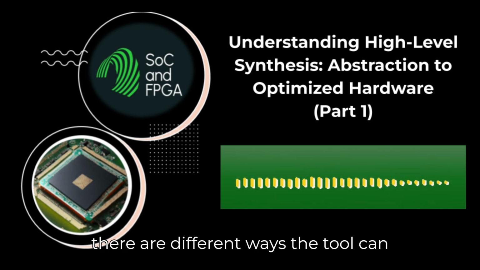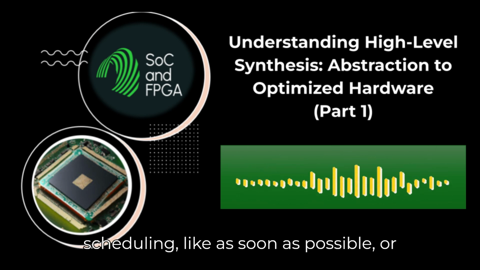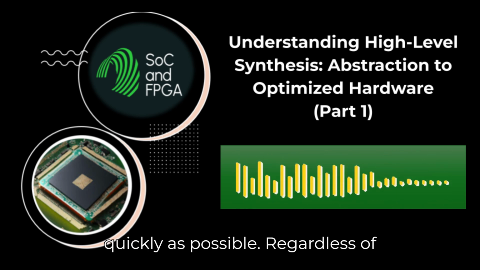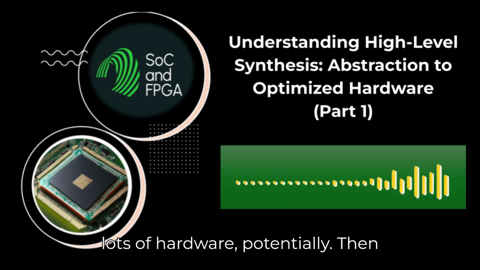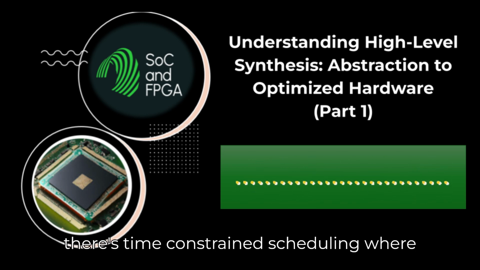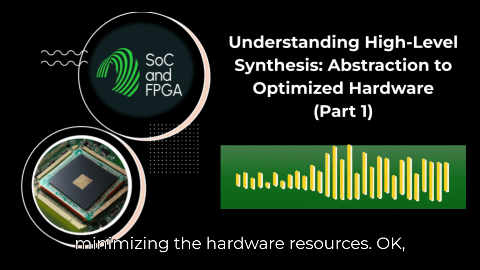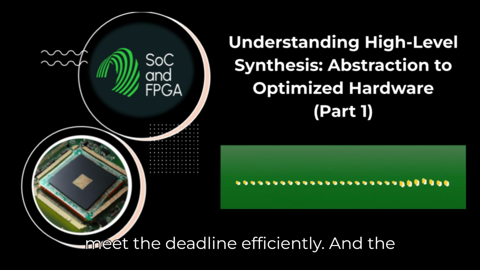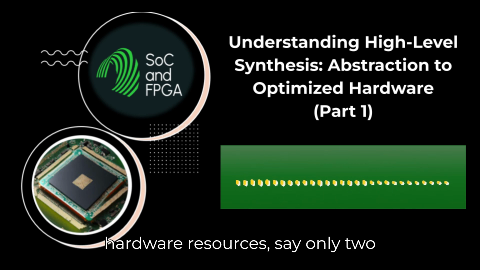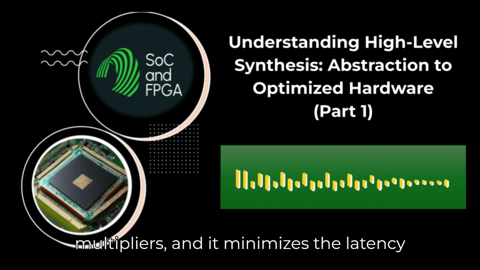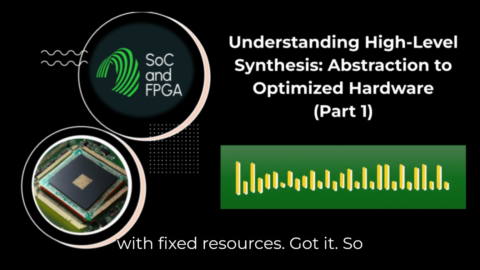And there are different ways the tool can approach this scheduling. Yes, different strategies. There's unconstrained scheduling, like as soon as possible, or ASAP, which just tries to finish as quickly as possible, regardless of resources. Fast as possible, maybe uses lots of hardware. Potentially. Then there's time-constrained scheduling, where you give it a latency target, a deadline, and it tries to meet that while minimizing the hardware resources. Okay, meet the deadline efficiently. And the flip side is resource-constrained scheduling. You give it a fixed budget of hardware resources, say only 2 multipliers, and it minimizes the latency given those constraints. Minimize time with fixed resources.